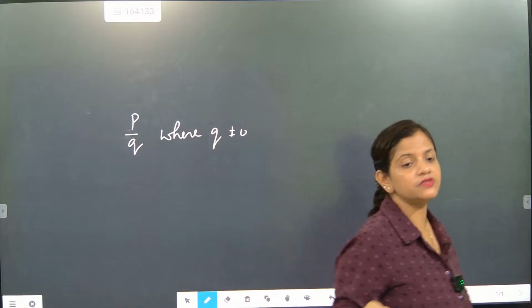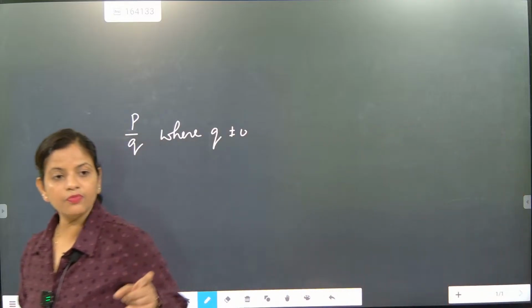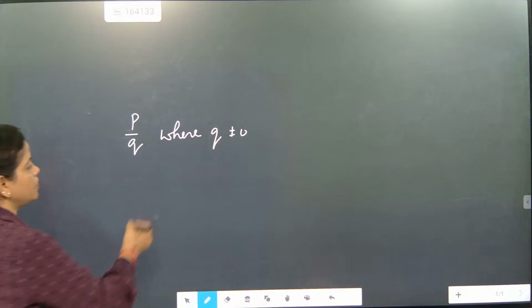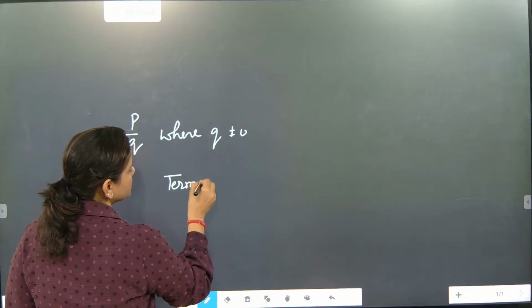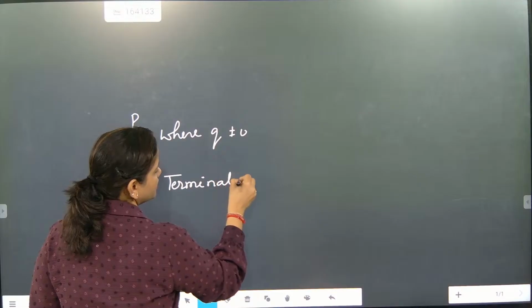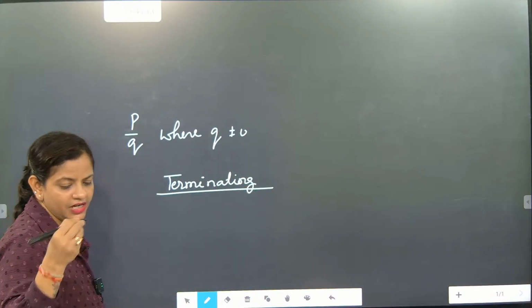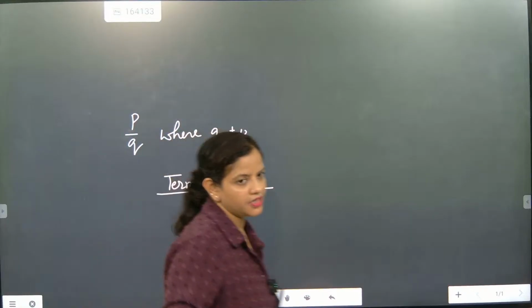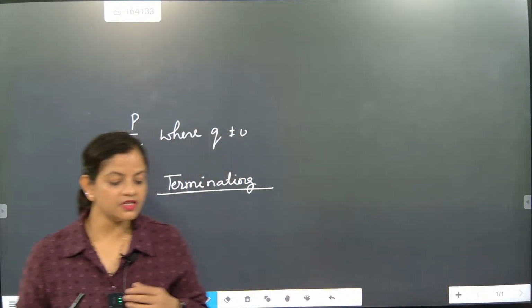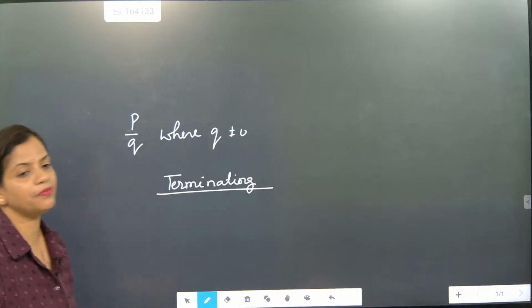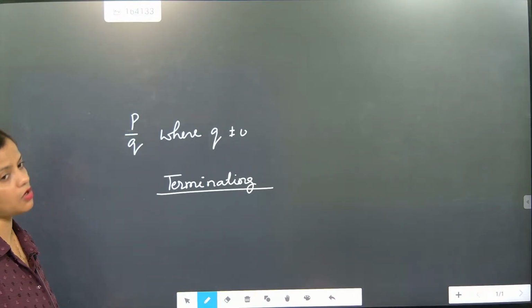So a rational number is divided into two types. What are the two types of rational numbers? One type of rational number was the P by Q format, like terminating. Terminating means the number which is totally divisible. In mathematics, you should always remember that these words come as terminating. The second part is non-terminating.